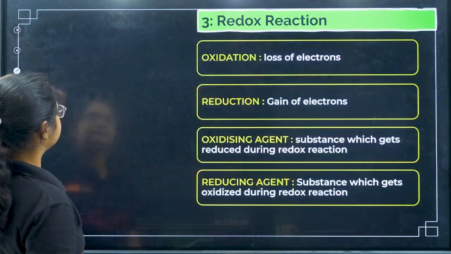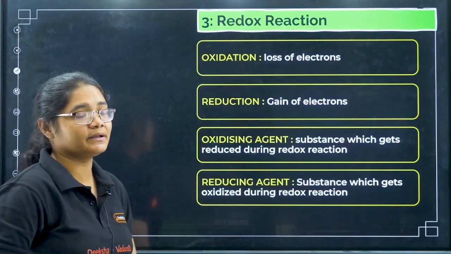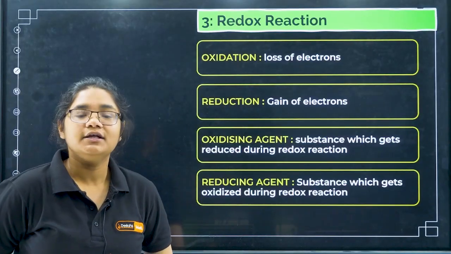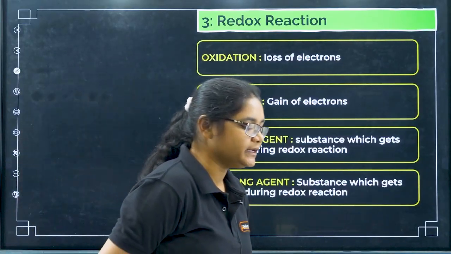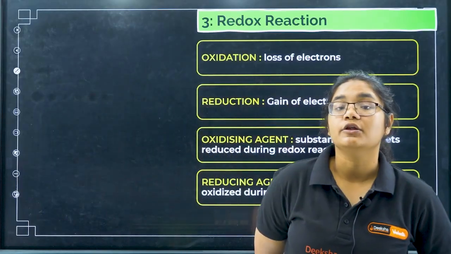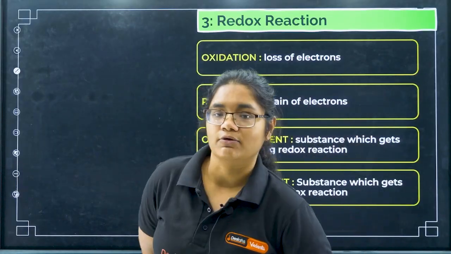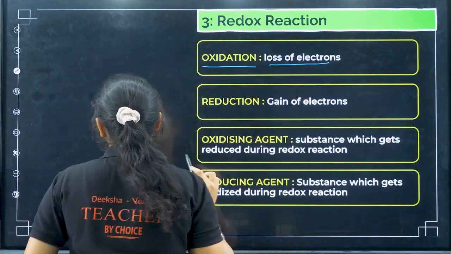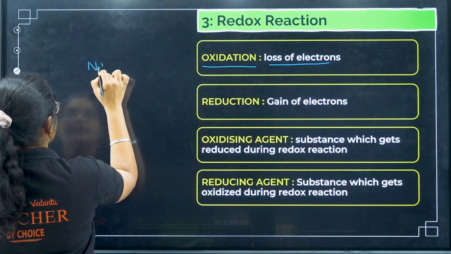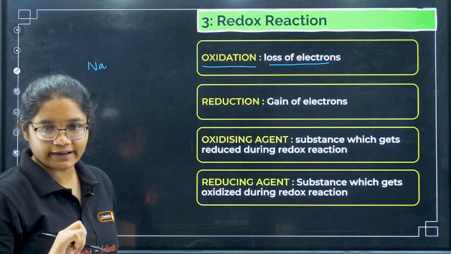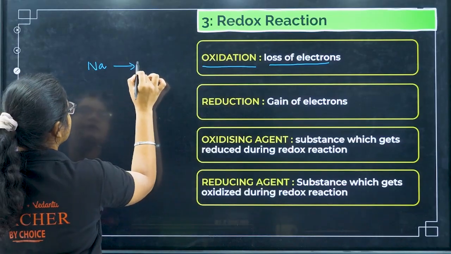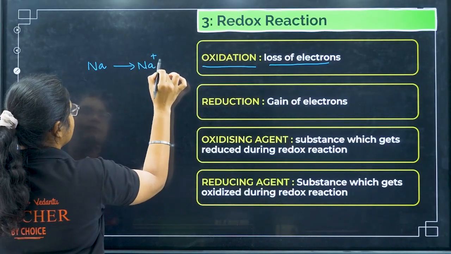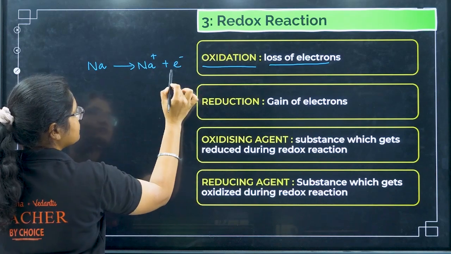Now moving forward, we'll go to the next topic, that is redox reactions. In redox reactions, we need to understand the concept of loss of electrons and gain of electrons. Oxidation means loss of electrons. For example, you have sodium. When sodium loses one electron, it will become Na plus.